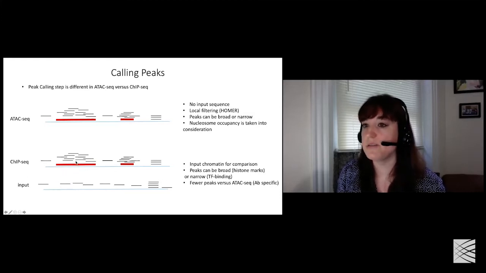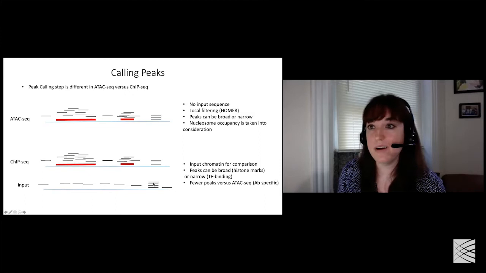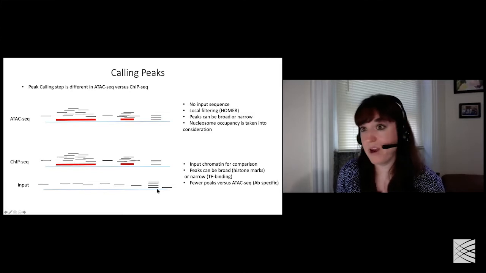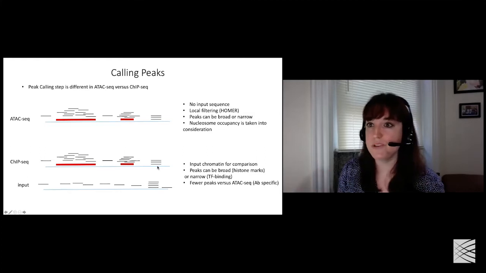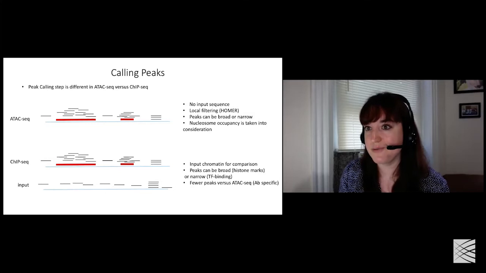So this would be called a peak because there's way more reads in this area compared to input. As you can see here, I have another example that wouldn't be called a peak because, for a number of different reasons, you can have a buildup of sequences in your input that are not enriched in your ChIP-seq. A lot of these are regions that are blacklisted, and you would remove these from your analysis. They could also be a result of PCR duplication, right? Which should have been removed in your quality control step.